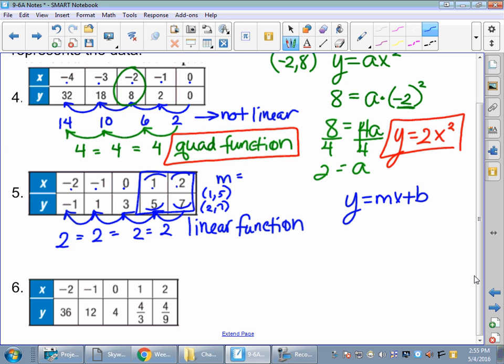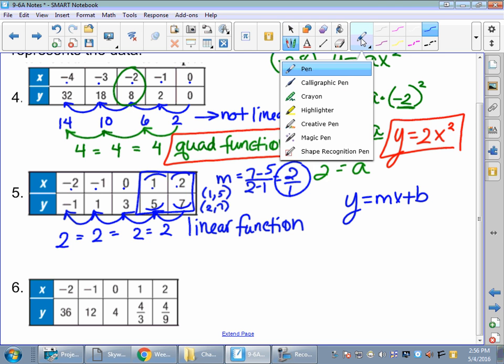So I'm going to do 7 minus 5 over 2 minus 1. 7 minus 5 is 2. 2 minus 1 is 2. I end up getting 2. Now if you look, my numbers, I went from the back all the way to the front, and that tells me that I got a positive 2. So you can see the change in my y values was a positive 2, and my slope is positive 2. The other thing I can notice here is that they actually gave me the y-intercept.